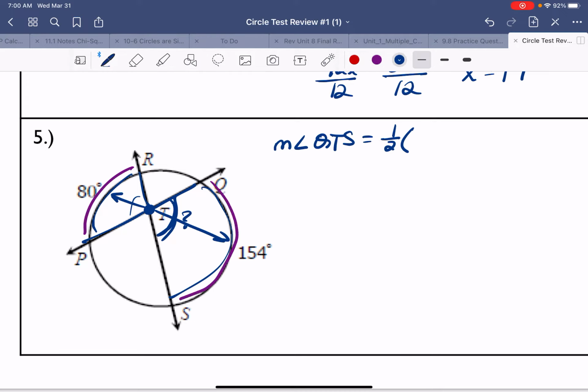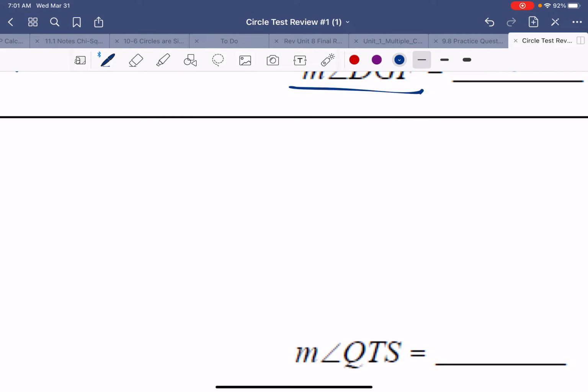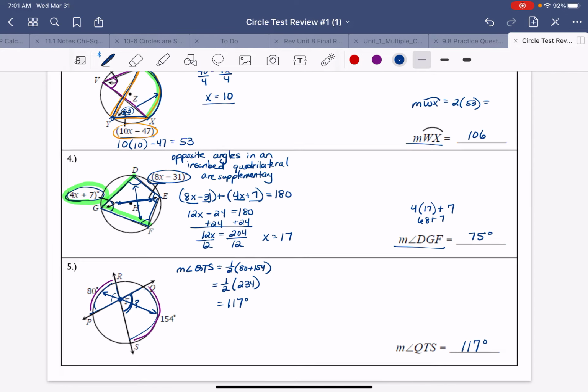All right, this is one of the ones where we have to add the two arcs together. And some of them you have to subtract, so make sure you know when you do that. So it'll be 1/2 times, we can just do 80 plus 154. That's just a simple calculation. This is embarrassing that I'm relying on a calculator for this, but that's fine. It'll be equal to 1/2 times 234, and then half of that is equal to 117. That was a pretty straightforward problem, so we're good. So this is 117 degrees.